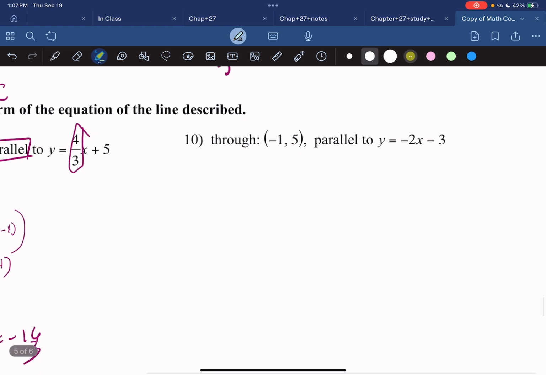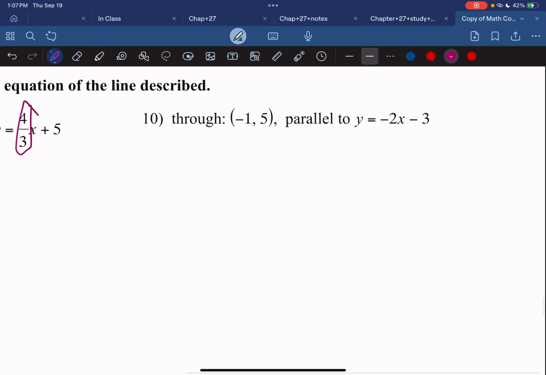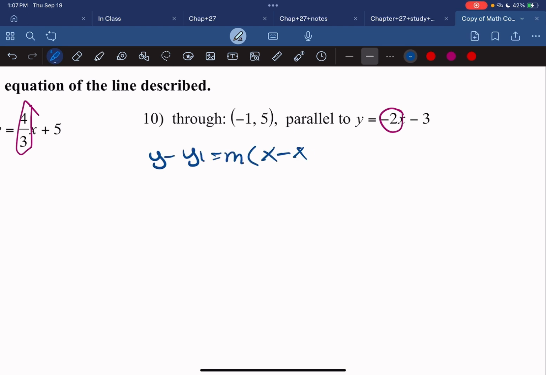Number 10, last question. Same thing in standard form. It's parallel, so our slope is going to stay the same. And we have 2 points. Let's plug it into point slope, which is y minus y1 equals m(x minus x1). Y minus, our y1 is 5, m is -2, x plus 1, because it's being subtracted by a negative, which is going to make a positive, because negative and negative, positive.